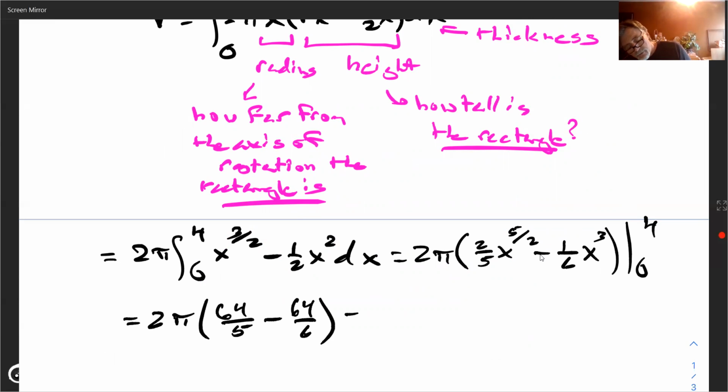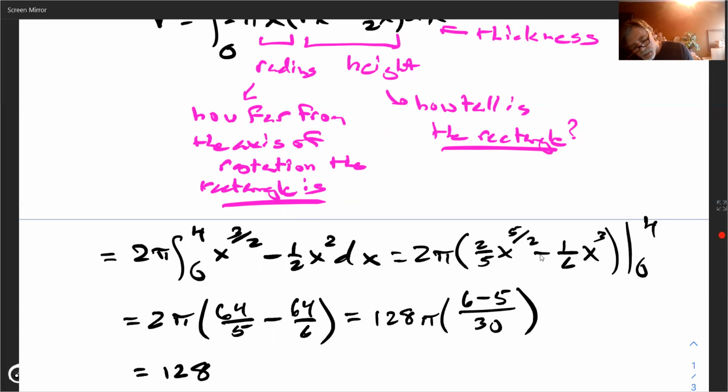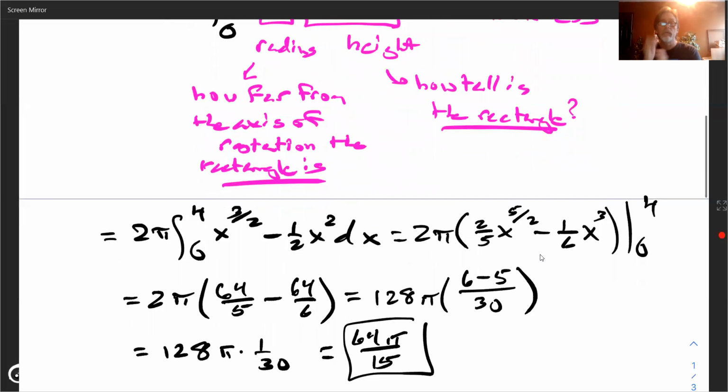And I'm going to factor out the 64 and say 128 pi. And really you're looking at 1/5 minus 1/6. So really over 30ths, is that right? 6/30ths minus 5/30ths. This is old school. I know you guys don't know what I'm talking about. Just kidding. 128 pi. And then times 1/30th, which I think reduces down to 64 pi over 15 is the actual exact volume that we generated.